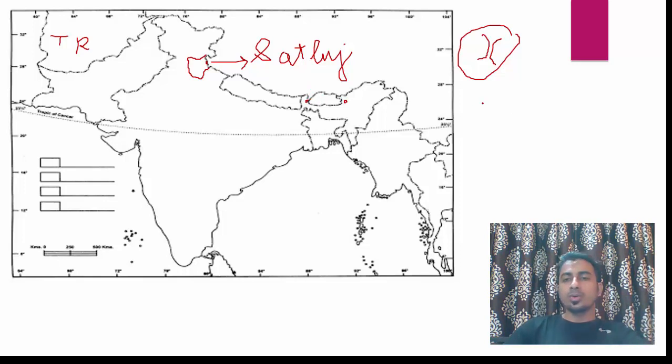And 2 years back we got the Doklam issue. In the Doklam issue, Nathula was very important for us. It helped in the movement of troops through the passes. So the mobilization of forces was very quick and brisk.